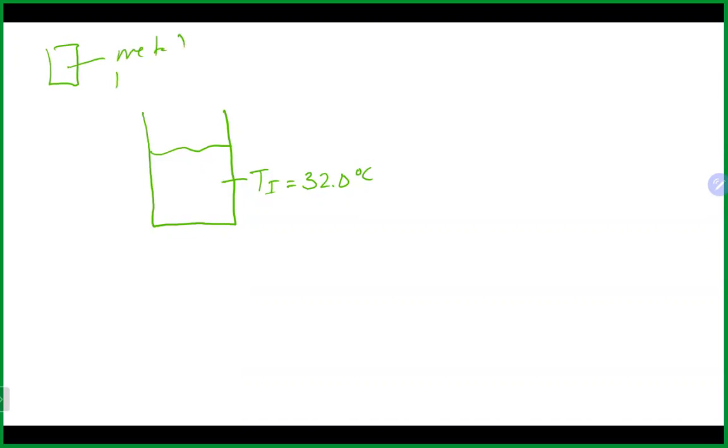And let's say initially we heat this metal up to like 95 degrees Celsius. And let's just say the mass of the metal was 100 grams. And we'll say here we have a mass of water of like 75 grams, something like that.